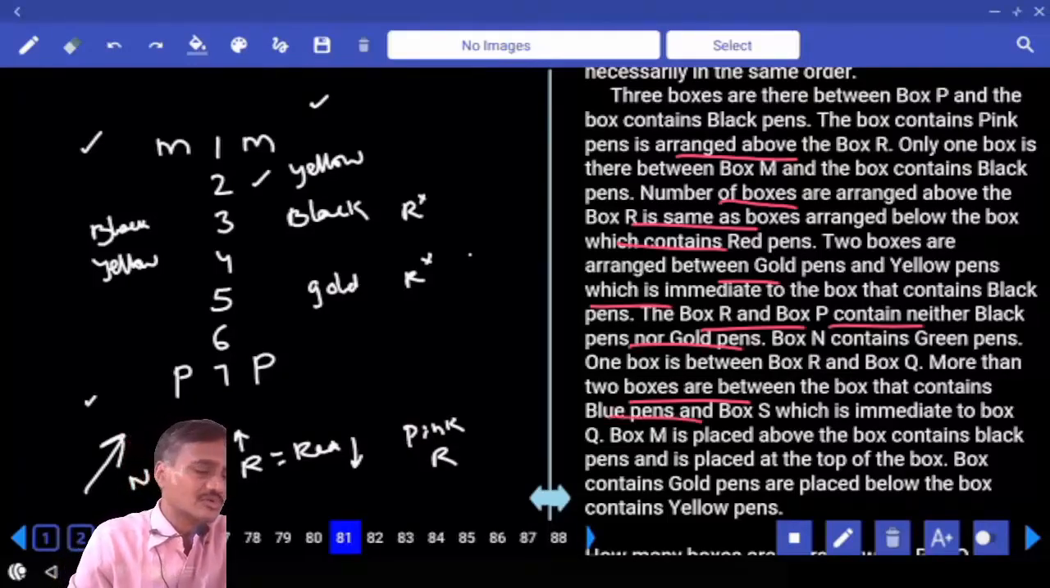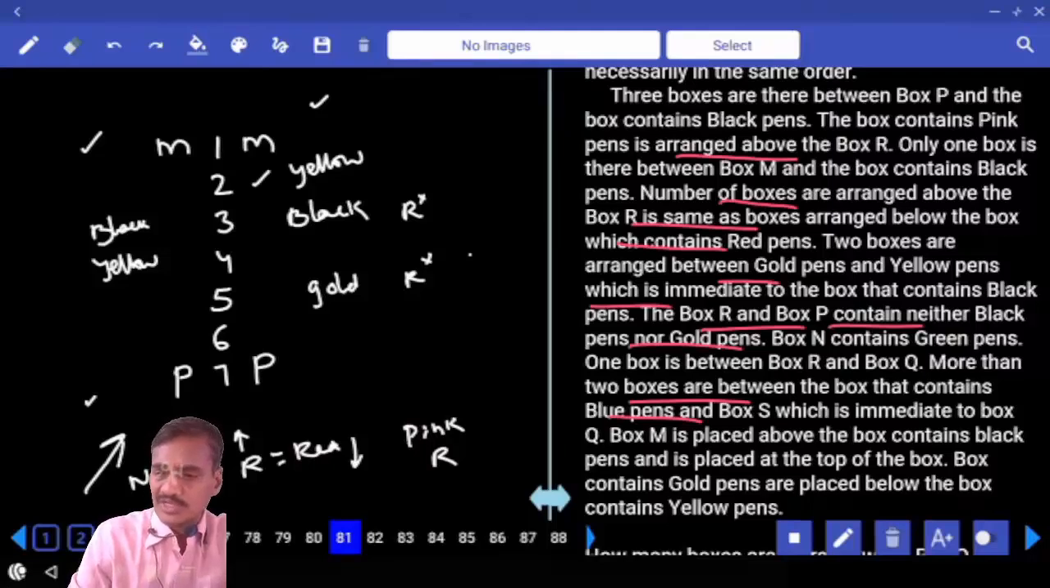S ki blue ki madhya ennu undali cheppandi? More than 2 boxes. That means at least 3 boxes between. And which is immediate to Q. Which is immediate to Q? S and Q are adjacent to each other. Ante kada? S and Q are adjacent to each other. Inka S and Q very information ledu.